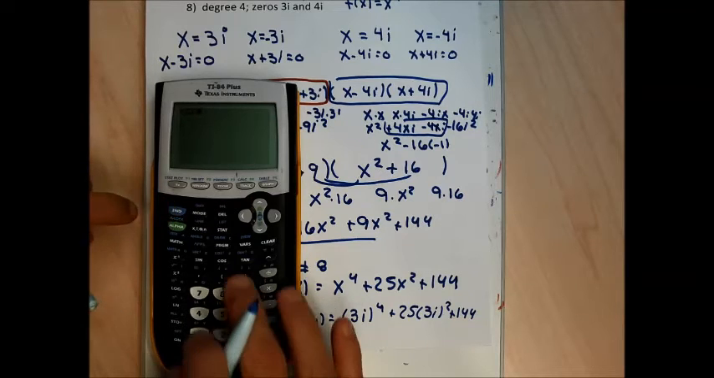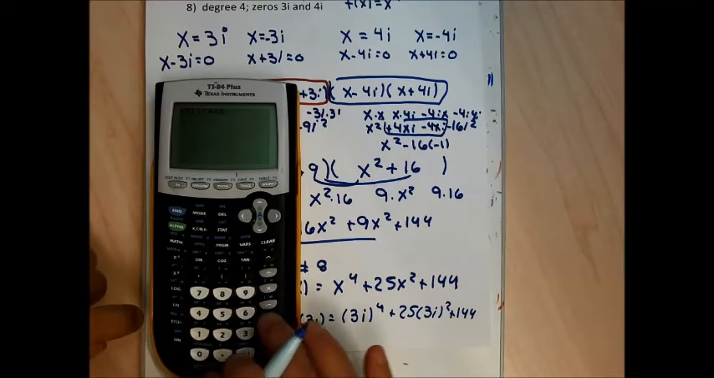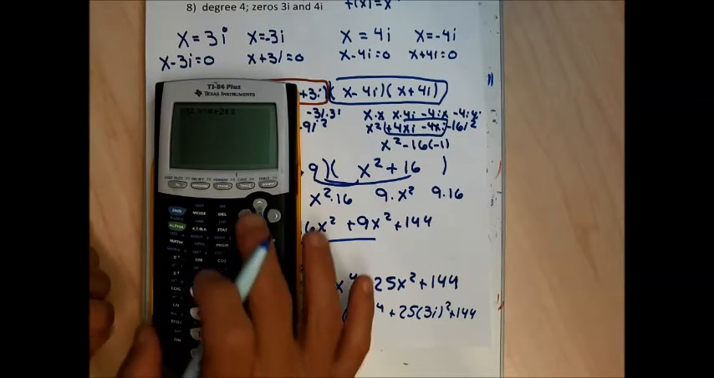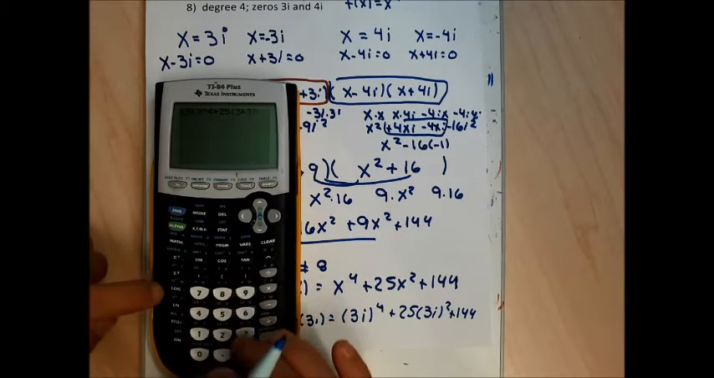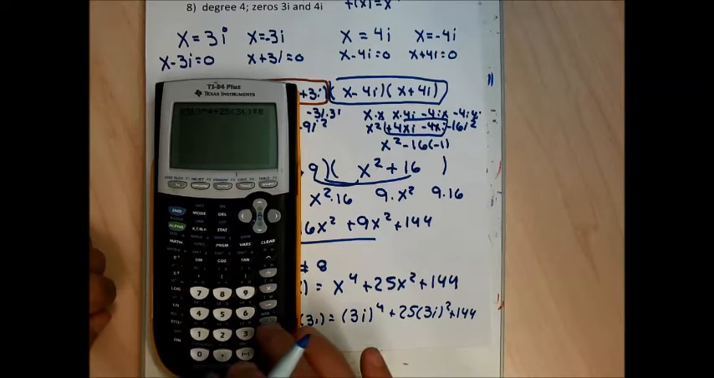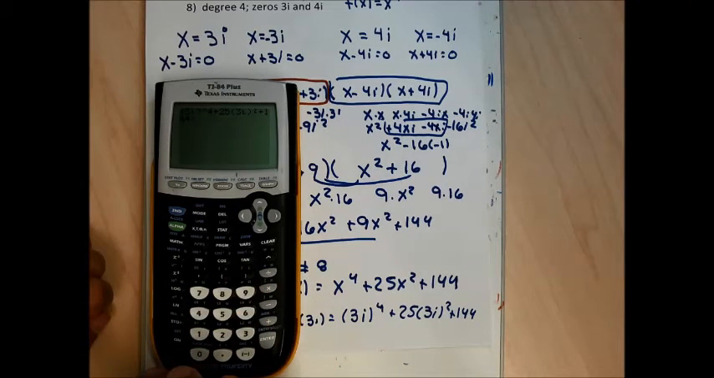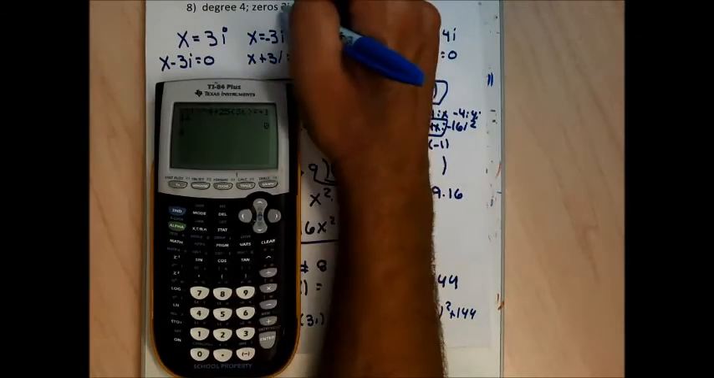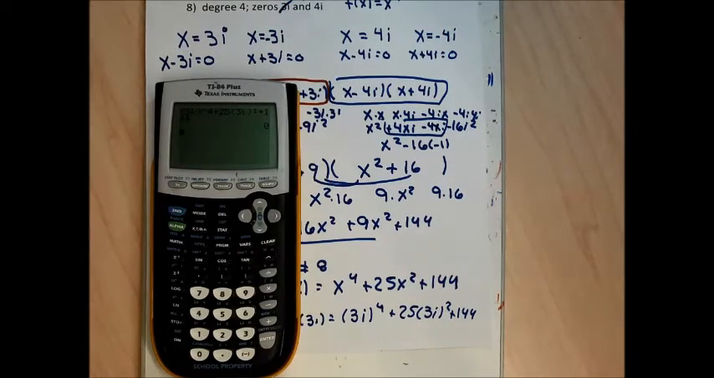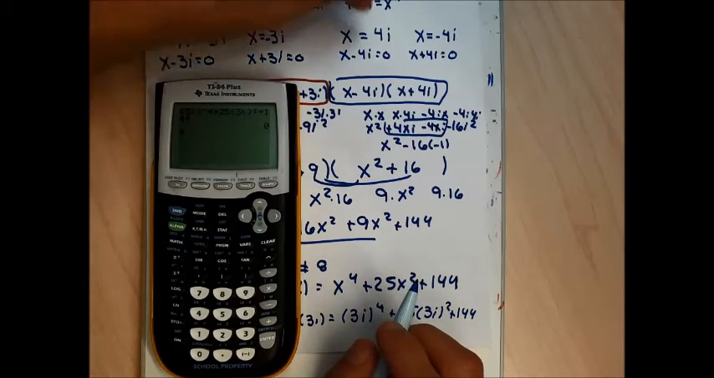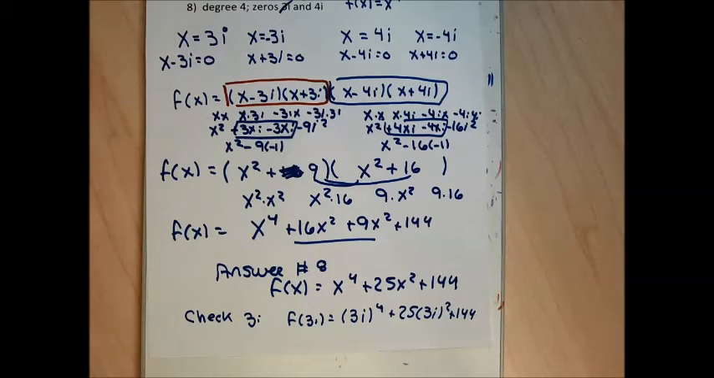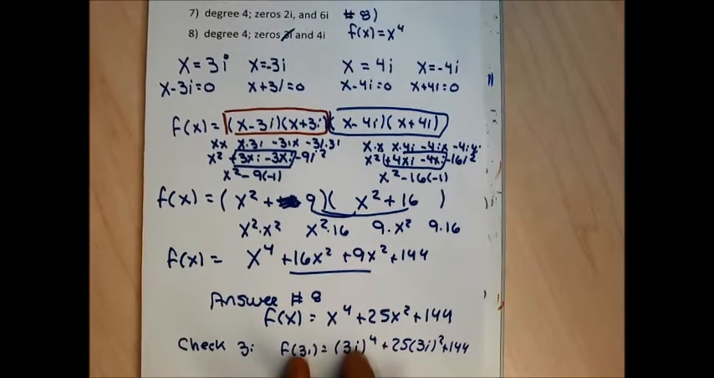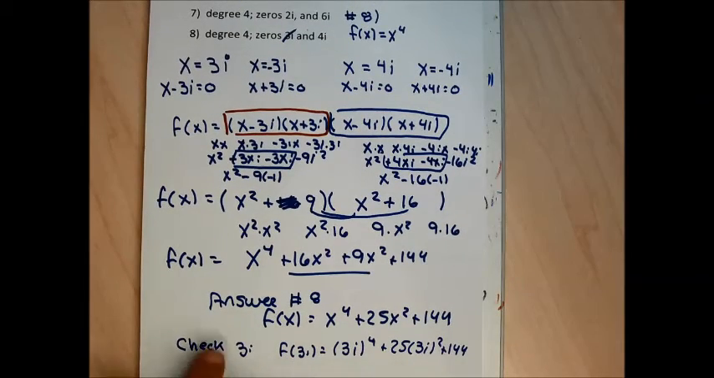3 second I, up arrow, 4th, plus 25, parentheses 3 second I, squared, plus 144, and I cross my fingers that I see 0, which I do. So I know that 3i is in fact a 0. I can do the same thing with negative 3i, 4i, and negative 4i if I want to check all 4 of them. You don't need to check any of them, but you can check as many as you like. So give 7 a go.